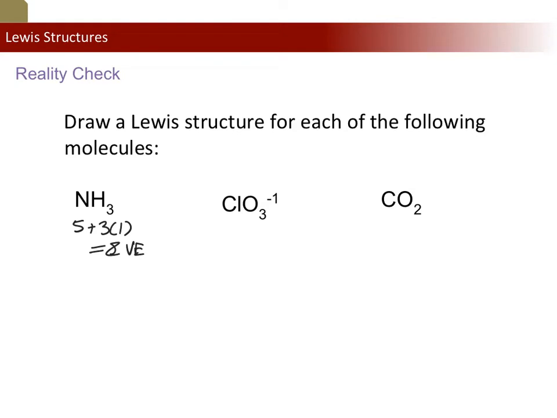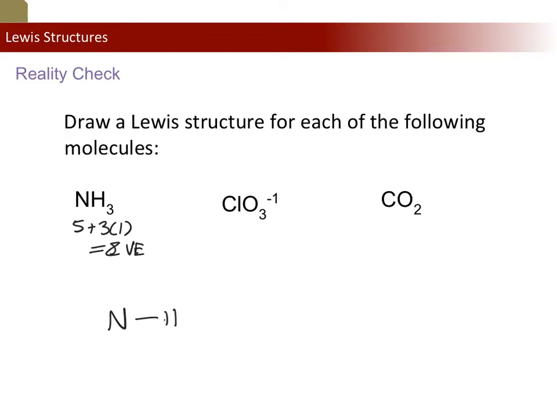So the next thing I'm going to do is draw in the central atom. In this case it's nitrogen, because hydrogen can never be in the middle. It's always going to be a ligand. It's worth noting right now that the vocabulary term ligand refers to any element bonded on the outside, or not the center, of an atom.